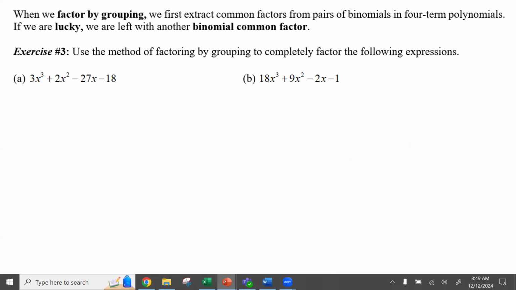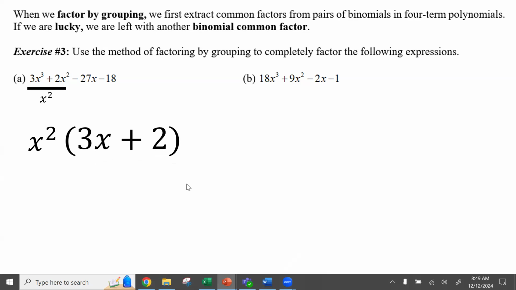When we factor by grouping, you must extract the terms by grouping. If you're lucky, what's left is a binomial common factor. So here we go. Let's look at these. If I look at the first two terms and see what I can take out of there, 3x cubed plus 2x squared, I can take out an x squared. What am I left with? When I divide both those terms by x squared, I'm left with 3x plus 2.